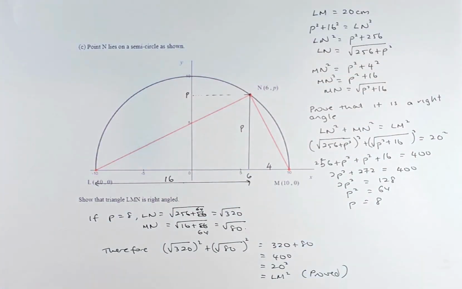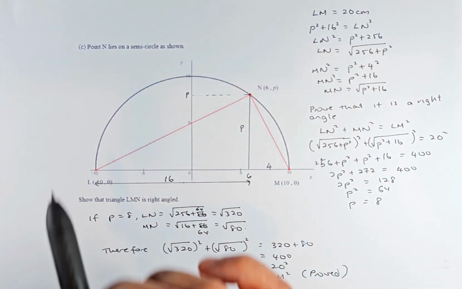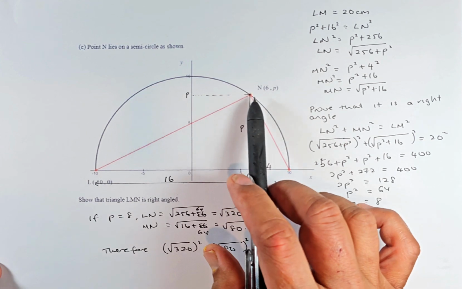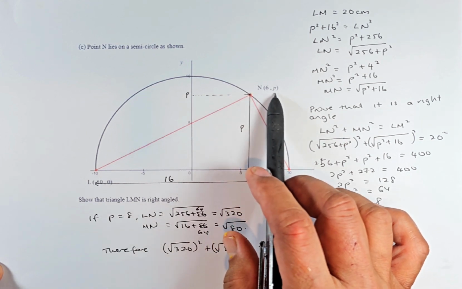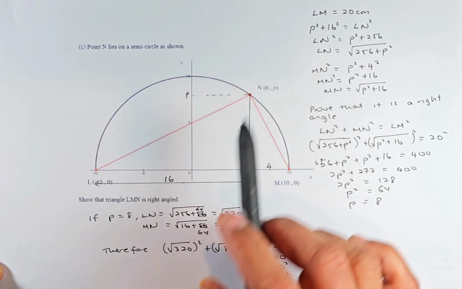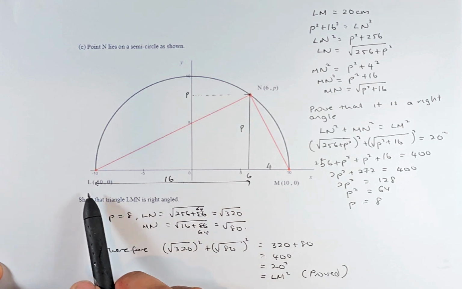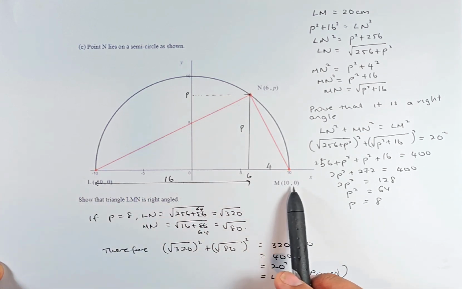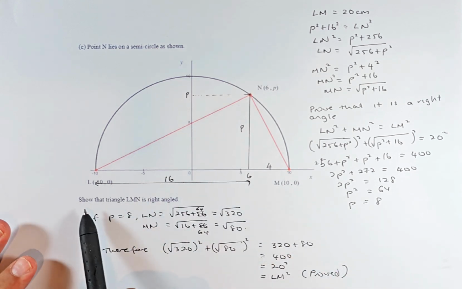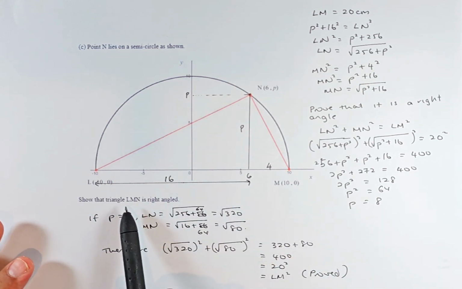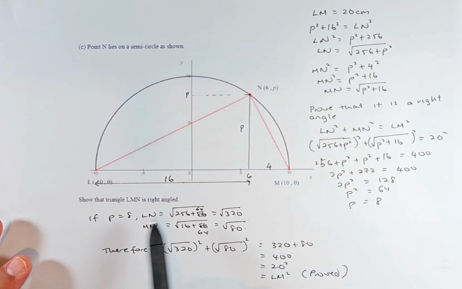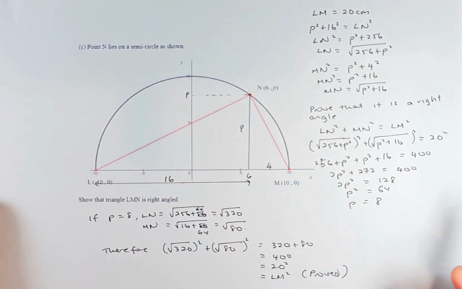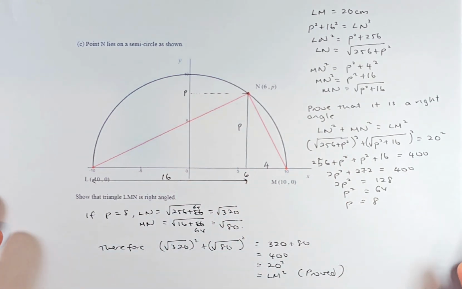Okay, so we have a semicircle. Point N lies on a semicircle as shown. The point is at (6, P), where X is 6 and Y is P, and L is at (-10, 0) and M is at (10, 0). Show that the triangle LMN is a right angle triangle. This is a very long question, so we shall go slowly.